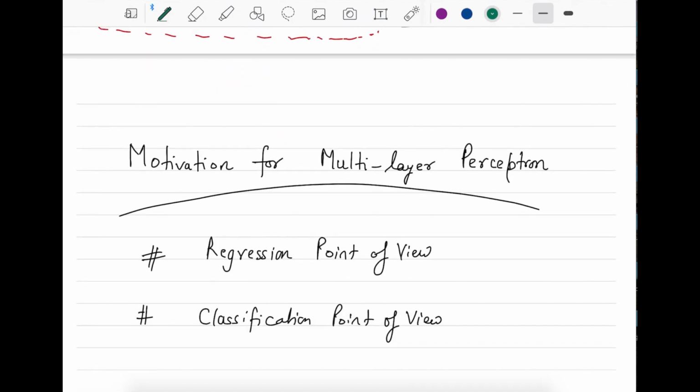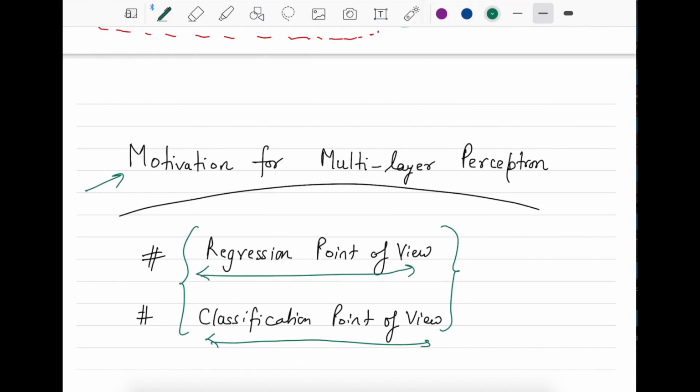We will address this motivation of using multiple layers from two different points of view. The first is the regression point of view. The second is the classification point of view. Based on that, we will see whether there is a need for multiple layers or not. Or can we do it through a single layer? If so, then what's the point of using multiple layers?